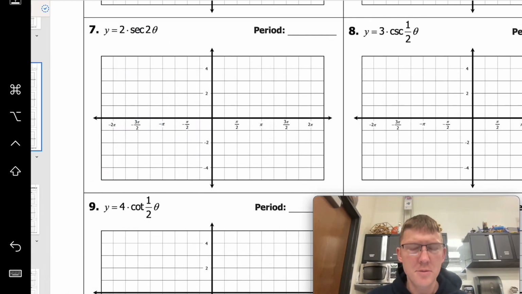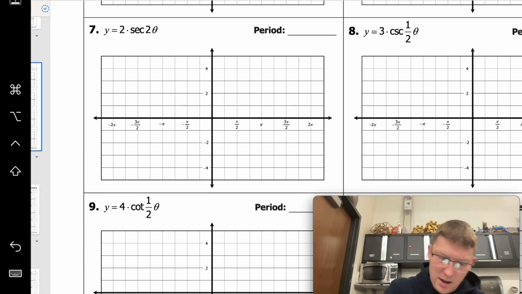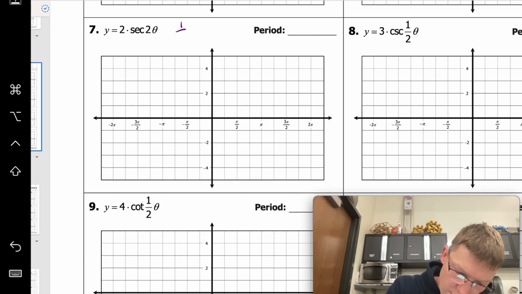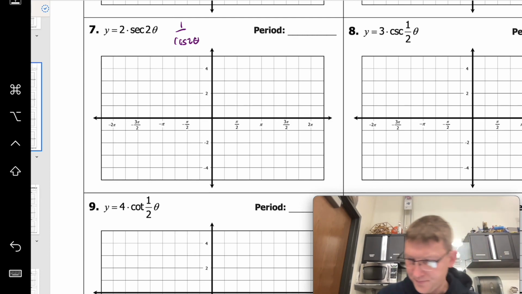So I'm skipping down to number 7, because the number I'm skipping is another cotangent. So I wanted to show you a different function or give you as many examples as I can. So we're looking at y equals 2 times secant of 2 pi. All right. Step 1, let's figure out our period. Secant is like, I'm just going to write this down, 1 over cosine of 2 pi.